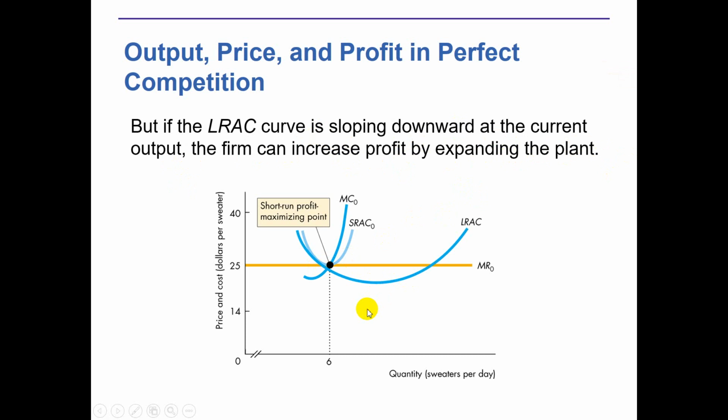So the most important point here is that the firm cannot increase the price on its own. That is why they are just playing with their output or their quantity supplied. So if the long run average cost curve is going downward, it means there is a potential profit. So if the firm can increase their plant size, they can get more economic profits.